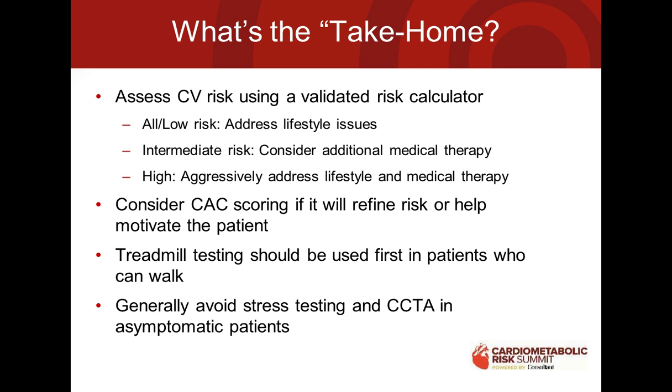My take-home points then are these. Everybody should have their cardiovascular risk calculated using some validated calculator. That can be Framingham, that can be SCORE, that can be ASCVD risk, which is the one that I use. If you don't already have it on your phone, it's a smartphone app, and it's very easy to use. Once you've done that, patients that are at low risk, and everybody, needs to have their lifestyle issues addressed. So better diet, more exercise, and so forth. Intermediate risk patients, you may consider some additional medical therapy. And certainly for the high-risk patients, you really want to be aggressive about those things.